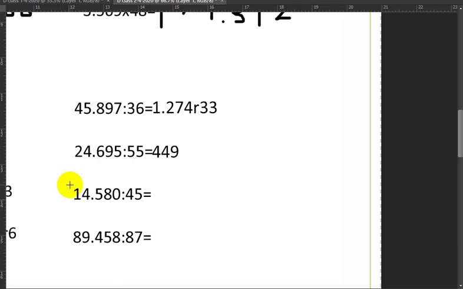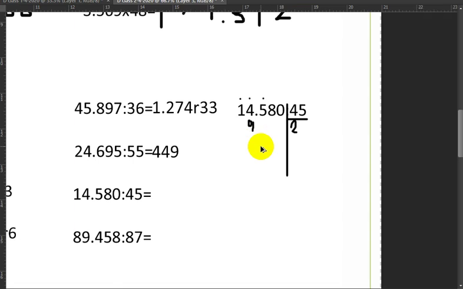Next up, we have 14,580 divided by 45. 45 does not fit into 14, but it does fit into 145. How many times does 5, one more than 4, fit into 14? That would be twice. 2 times 45 would give me 90. If I do this subtraction, I'm going to get 65. No, sorry, 55, which is more than 45, so I need to go back.